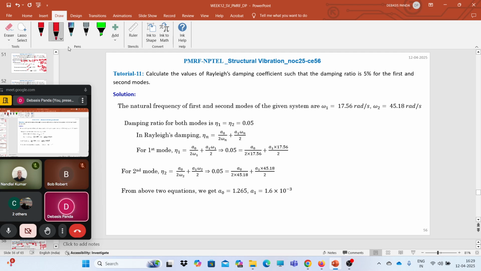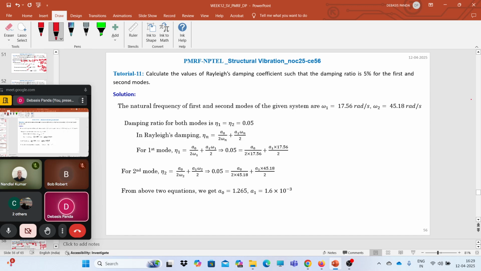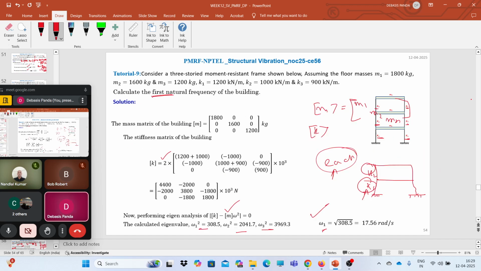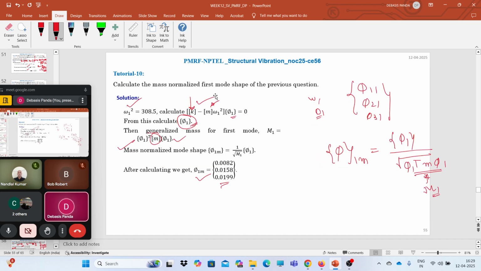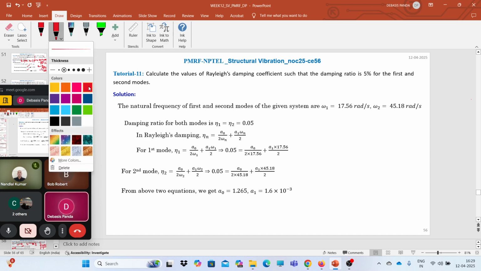Now this question is related to the MDF system that we are solving. For this system, as a continuation of this problem, if we look into it, it asks us to calculate the value of the Rayleigh damping coefficient such that the damping ratio is 5% for the first and second modes.